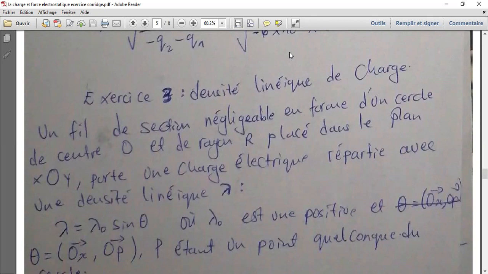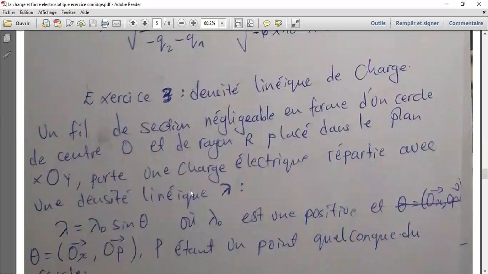So they're saying this string, which is in the form of a circle, has the center O and the rayon R, which means the radius R, placed dans le plan XY. So there's a string in which each section is negligible, and this string forms a circle which has a center O and a radius R, and it is placed in the plane XY. And porte une charge électrique répartie avec une densité linéaire lambda.